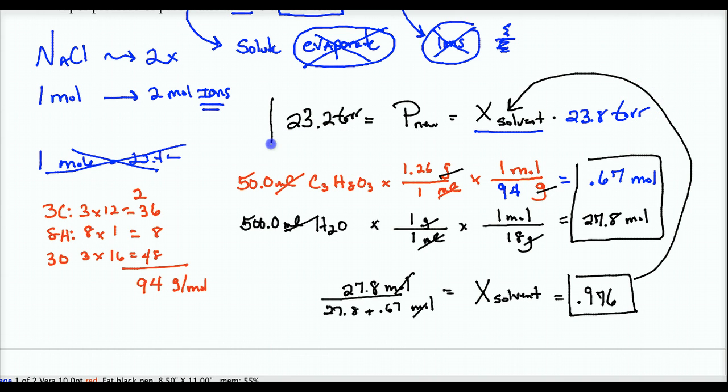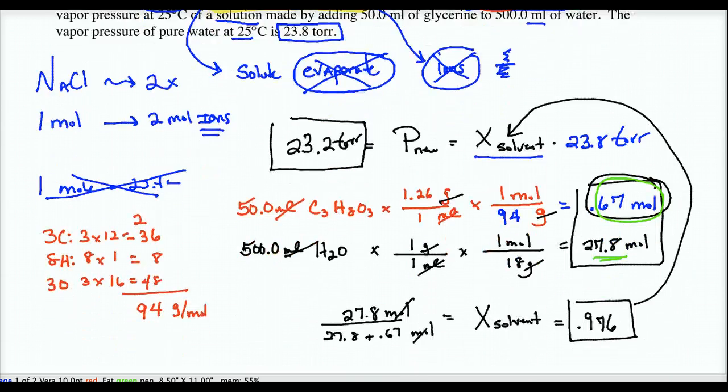And you notice it went down a little bit, not a lot. Now why not a lot? Well, because there just wasn't a lot of moles of solute compared to the solvent. And that's how we do those type of problems.